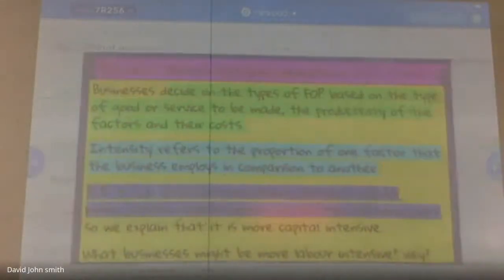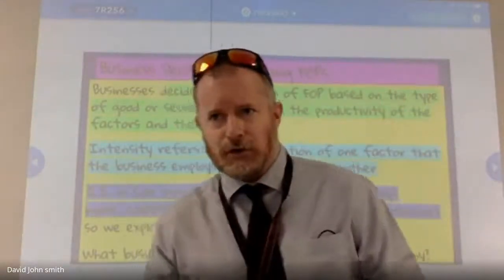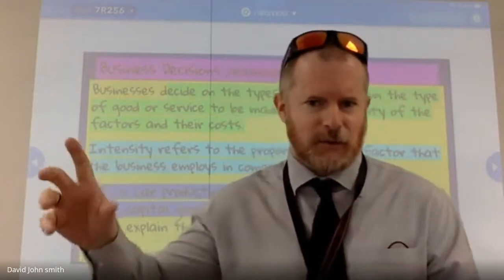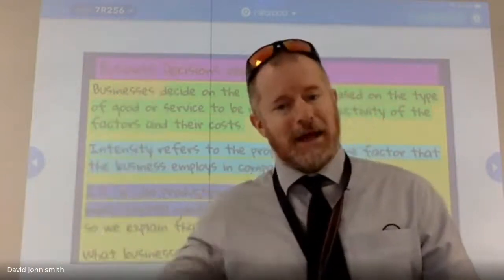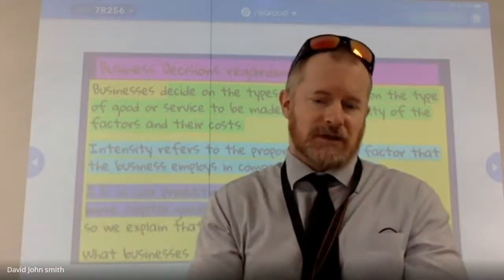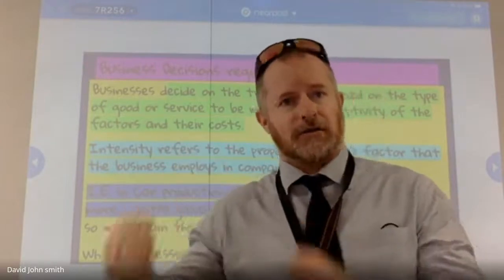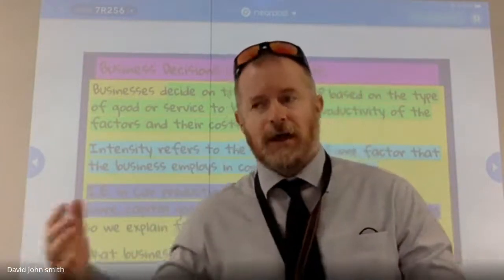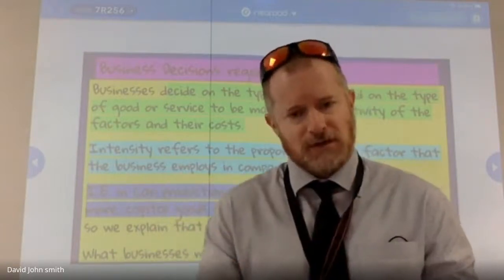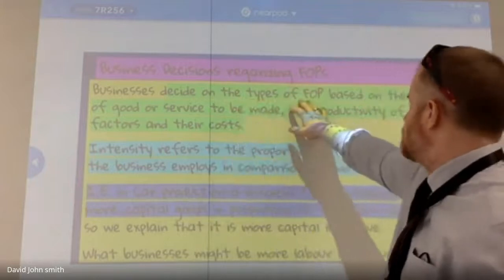Now, because the entrepreneurs, the enterprise, the risk-taking, that's the same word, the risk-taking managers are going to have to bundle all of these resources together. They've got to make decisions. They've got to decide which factors of production to use. They've got to decide how much of them to use, the quantities to use. So they need to decide on the types of factors of production, okay?